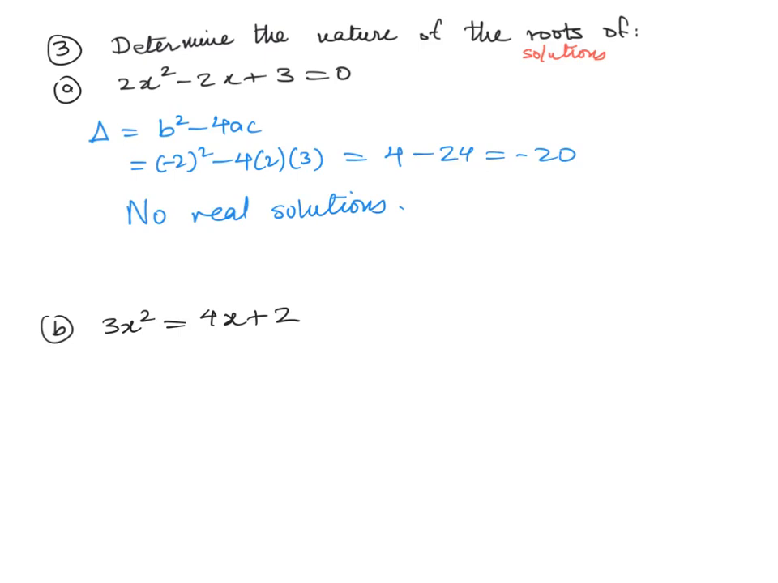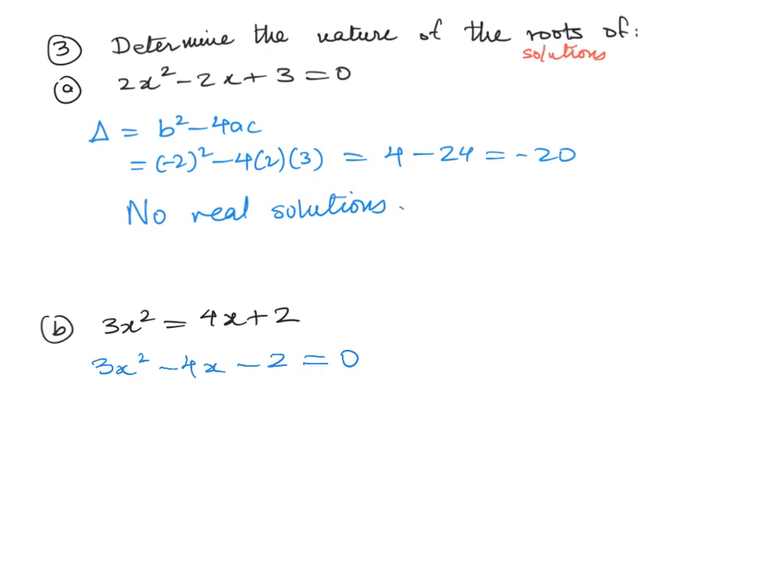Okay, here's another one. I want to again determine the nature of the roots of this equation. The first thing I notice, it's not written in the correct order. It has to be ax squared plus bx plus c equals 0, not this. So I need to move some stuff around. I like to keep the a positive. It's not necessary, but I like to keep it positive anyway. So I'm going to move these two to the left-hand side. So 3x squared minus 4x minus 2 equals 0.